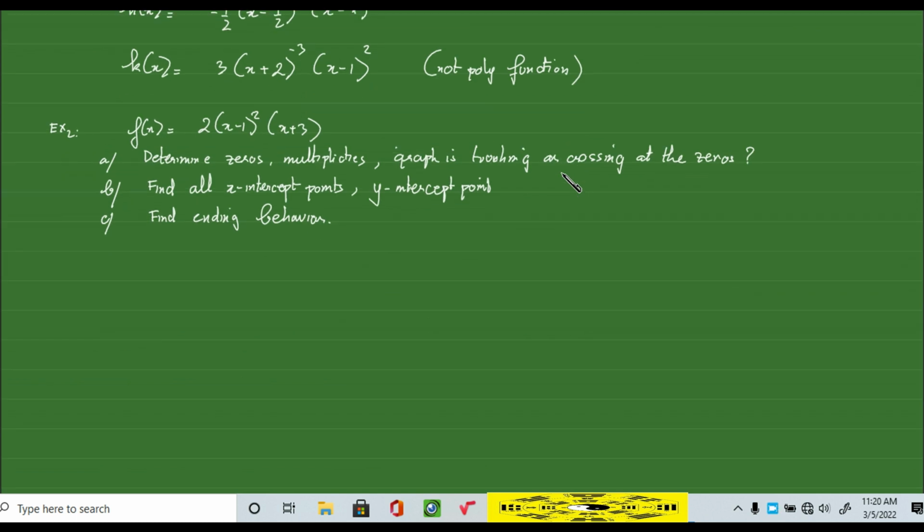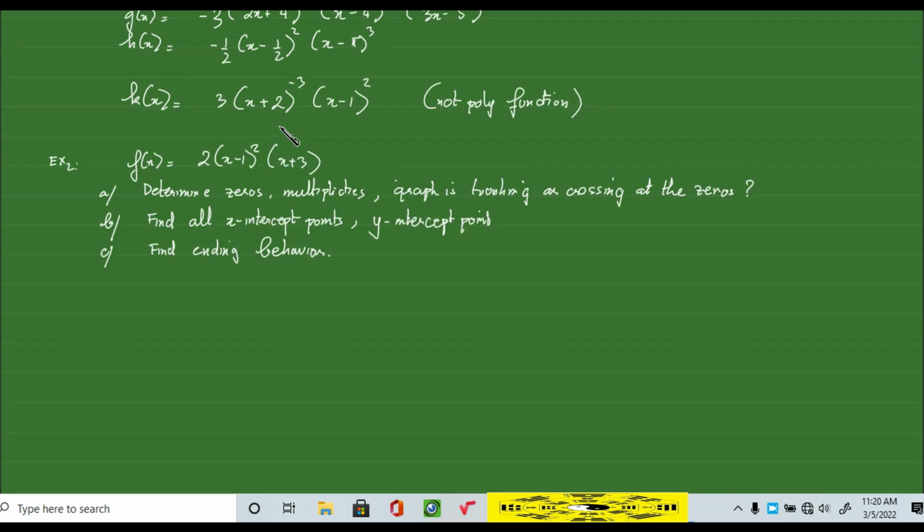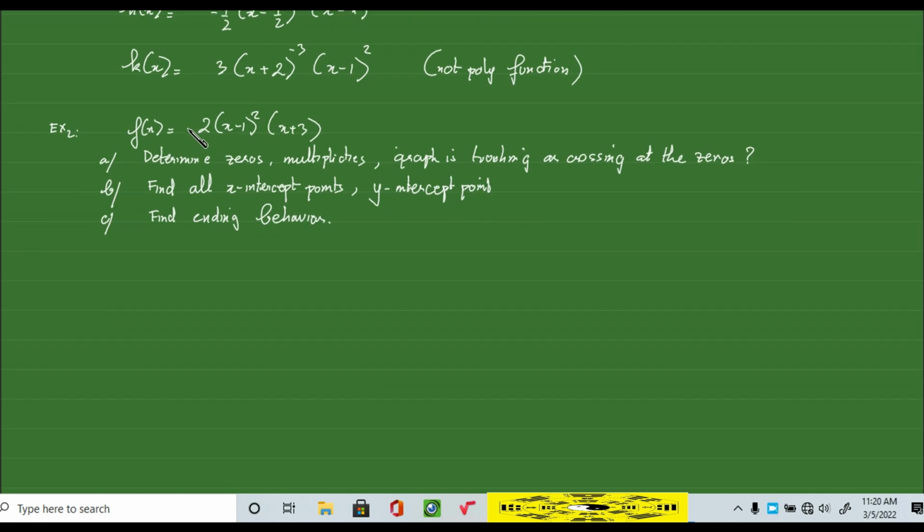Okay, alright, so let's answer this. Let's answer all the questions here. Let me see. So in order to answer, I think I can use a different color here. Can we use a different color here? Just for fun, okay? Just for fun. Okay, so it's our answer.